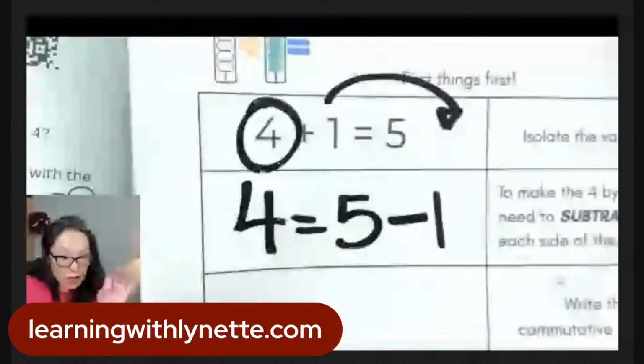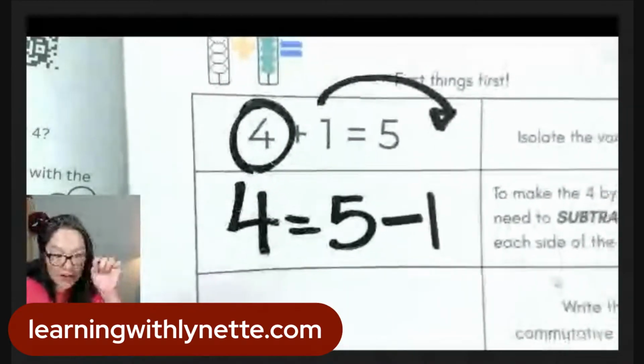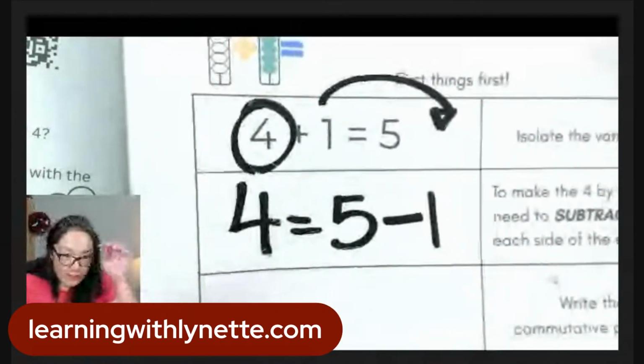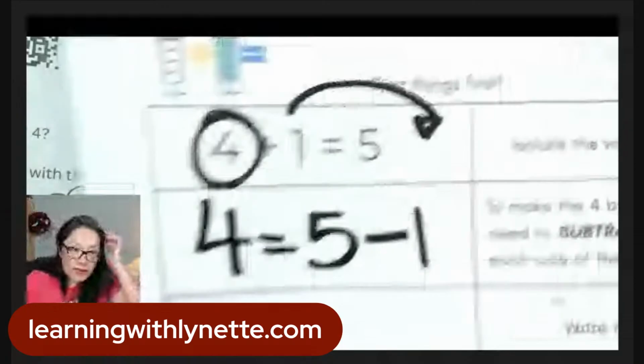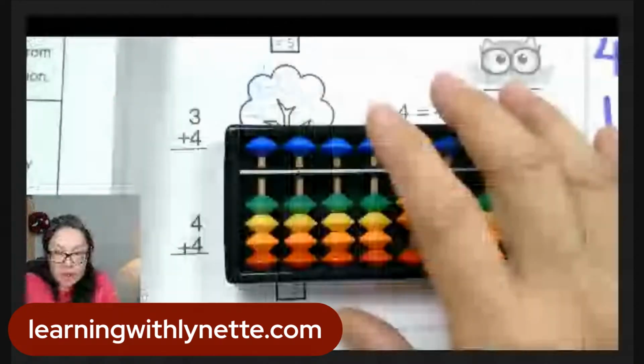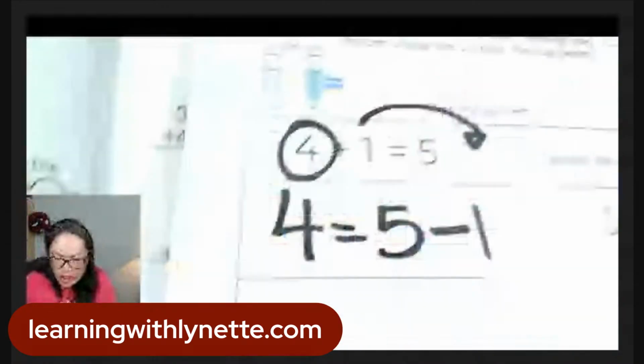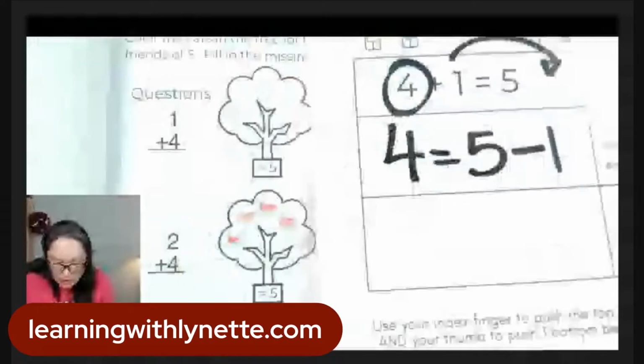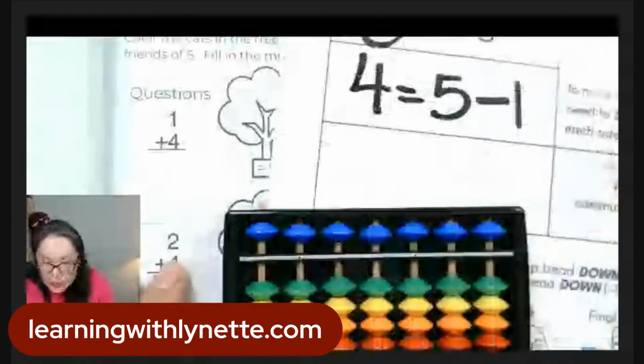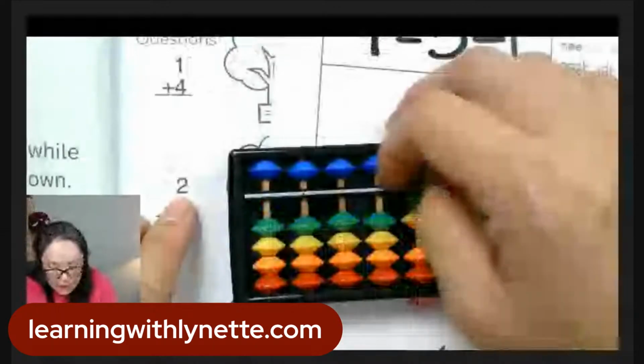So there you go, Bree. What we're doing is we're adding and subtracting on the abacus. Does that make sense? So what we're going to do is we're going to do it again, because when we do it again, we want to add the 2.